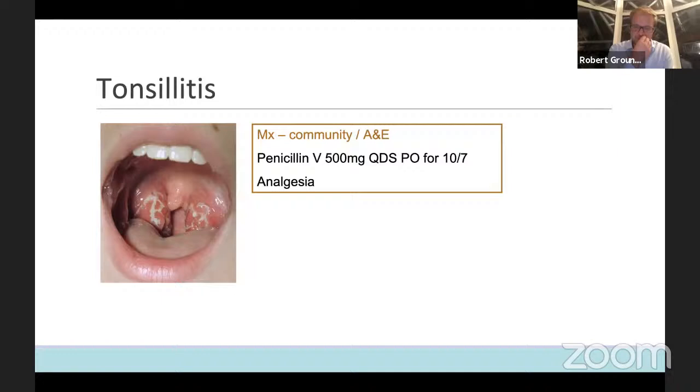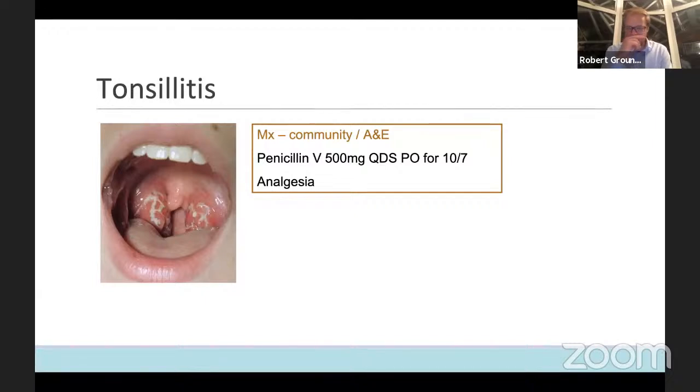And as I'm sure most of you know, these patients are managed with penicillin in the community, a 10-day course, and some painkillers. Nurofen, so ibuprofen, is particularly good for sore throats. People often poo-poo it because you can buy it over the counter, but it's actually slightly better than paracetamol in a few fairly poor studies.